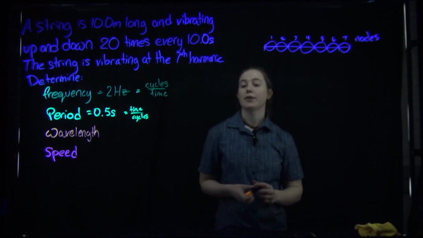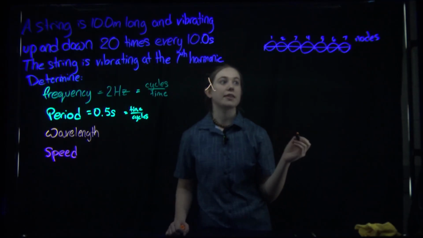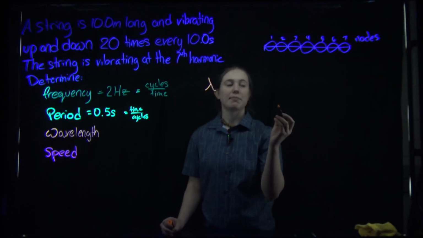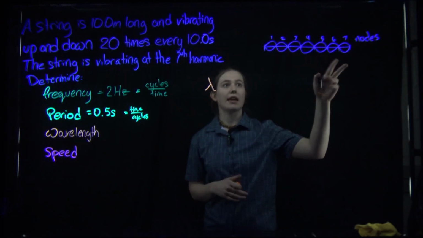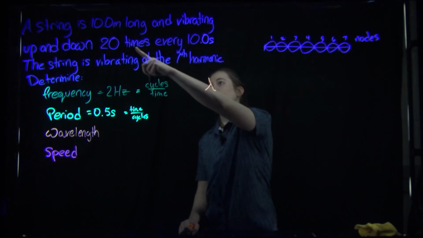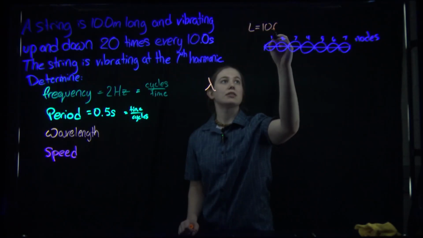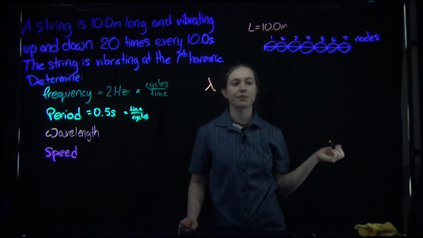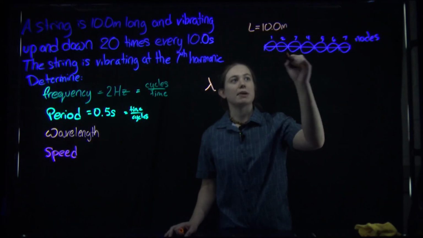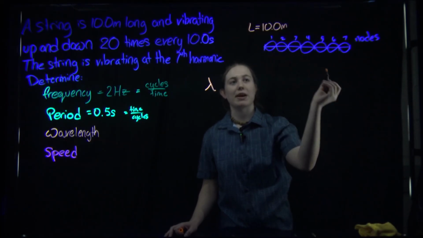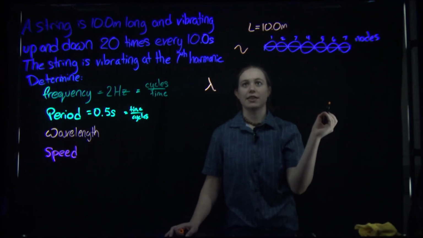Next, we need to find wavelength. Wavelength, we're going to use lambda to write that. And if you remember, we have an equation that will relate our wavelength and the length of our string, which is up there. L equals 10.0 meters. Now, if you don't remember that equation, you can always figure it out by just counting how many wavelengths you have on your string. Remember, one wavelength looks like this.